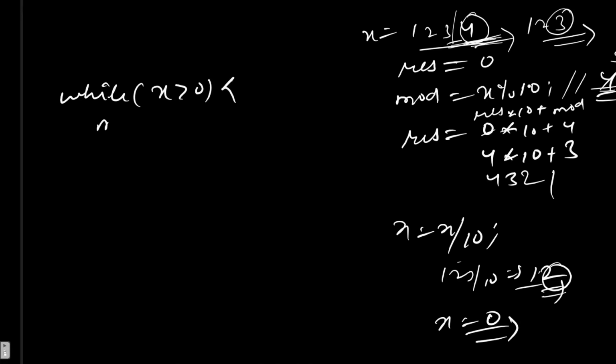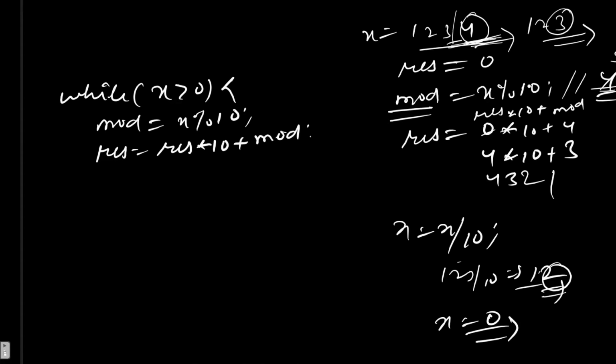And at each step we have to find the modulus. So modulus is going to be equal to x % 10, and we have to update our result value: result = result * 10 + modulus. At last we have to do x /= 10.